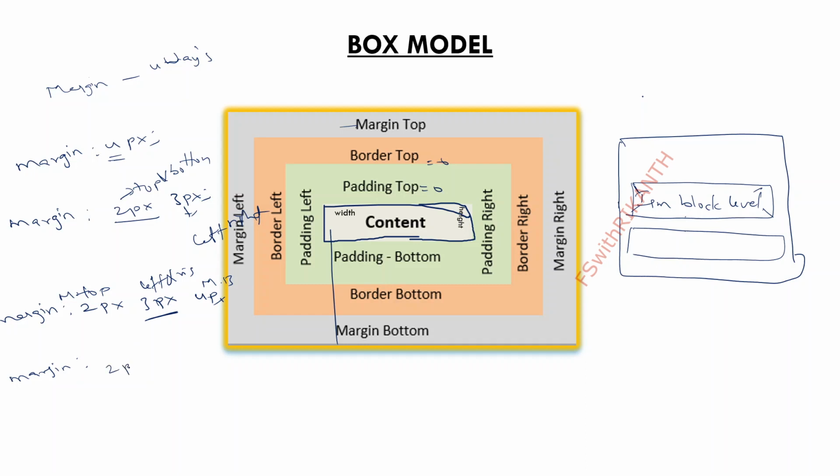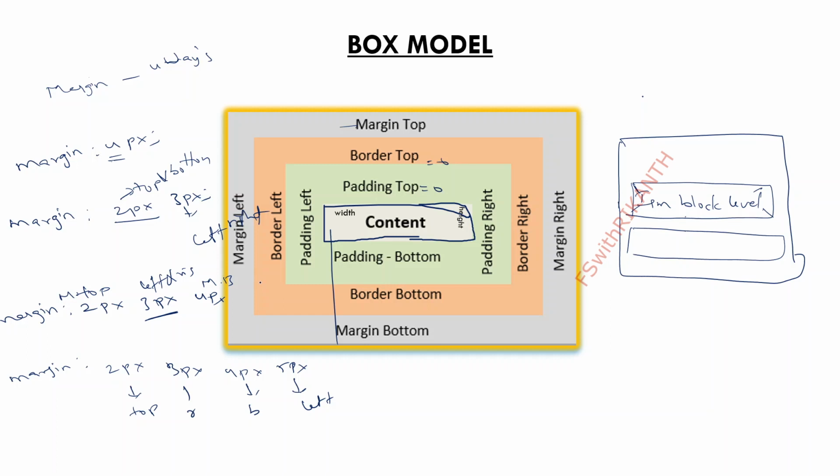We can also represent 4 values: 2 pixels, 3 pixels, 4 pixels and 5 pixels. What does this mean? The first is top, then right, then bottom, and then left. So in this way, how many ways can we represent it? A single value applies to all 4 sides. 2 values are top and bottom, then left and right. With 3 values, the first is top, the last is bottom, and the middle is left and right. With 4 values, it is top, right, bottom, left. So this is margin.